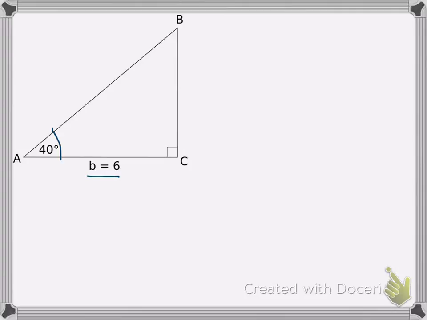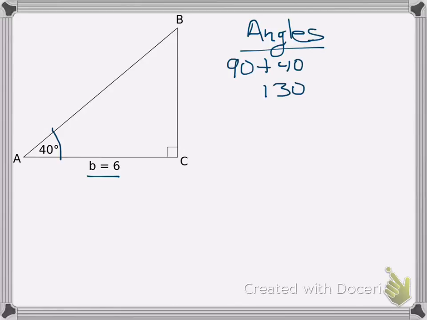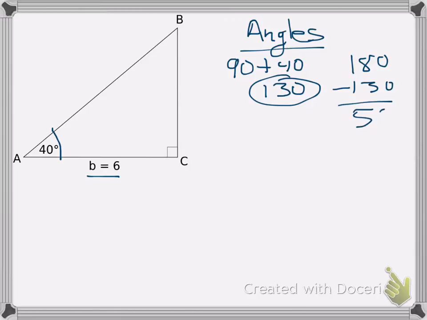First thing I'm going to do, the easiest thing in this triangle, is solve for the missing angle. We know one angle is 90, the right angle. We were given 40. Those two add up to 130. If I subtract 130, the two angles we were given, from 180, we should get what's left over, 50 degrees. That goes up here for angle B, 50 degrees.